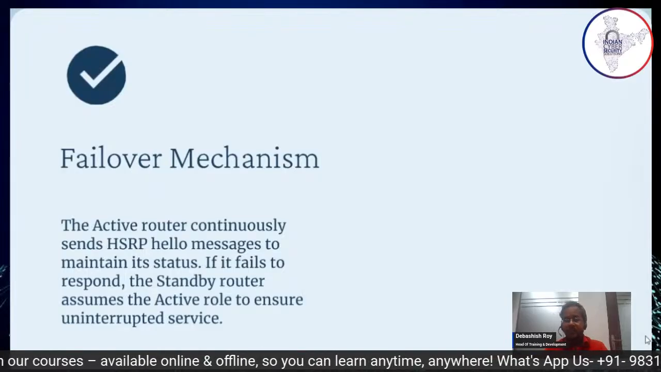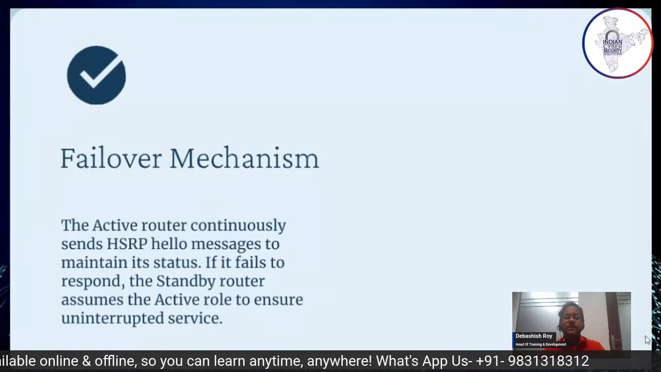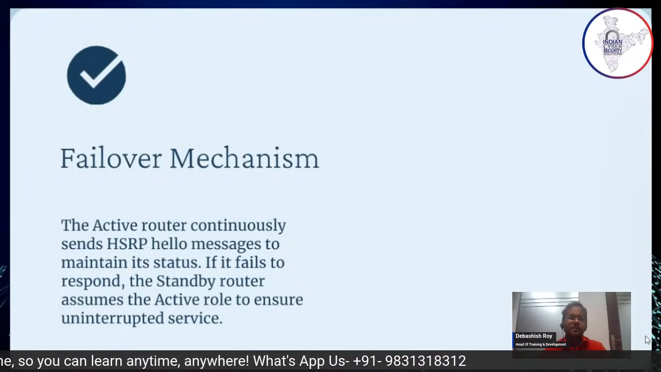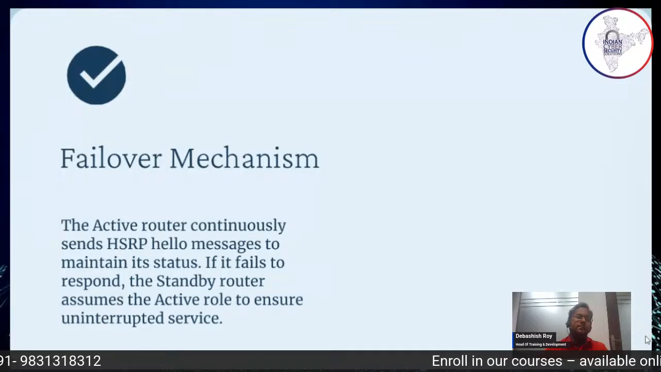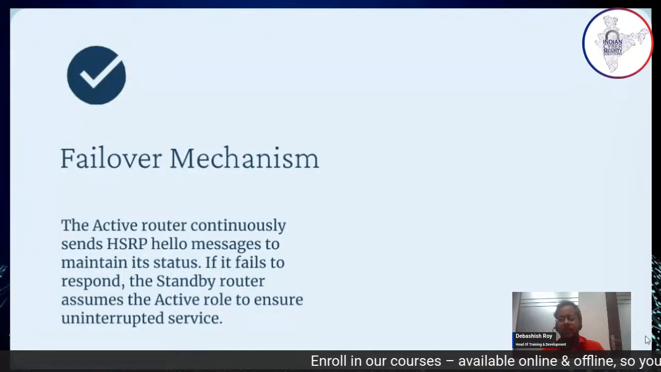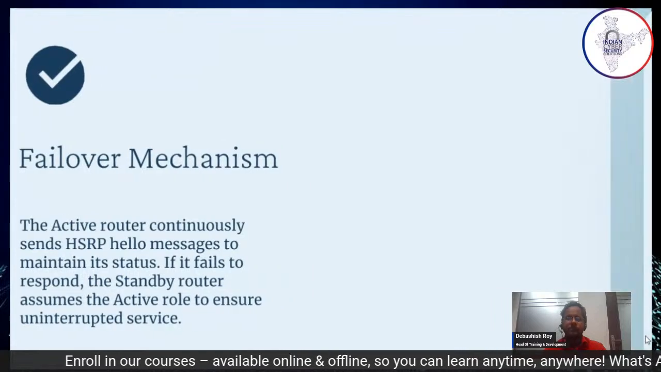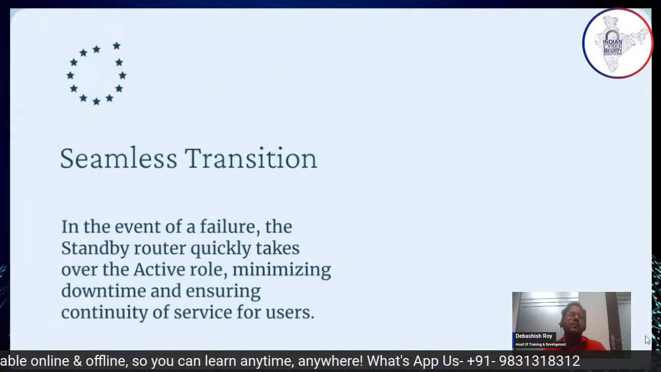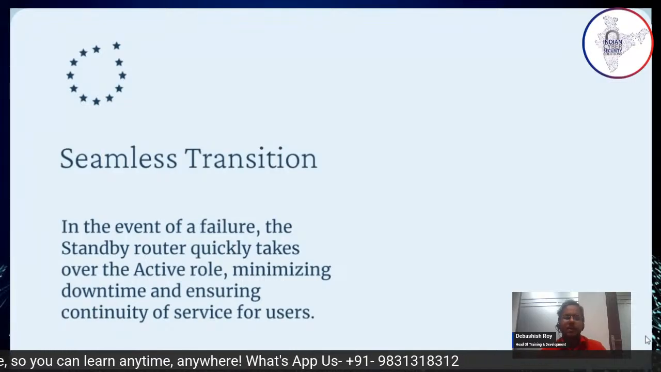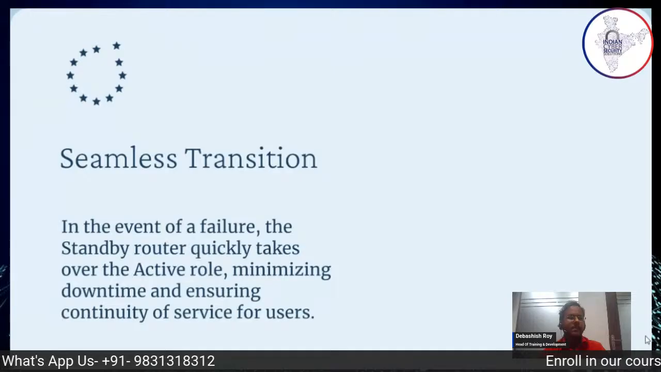Now, failover mechanism. The active router continuously sends HSRP hello messages to maintain its status. So if I'm the active router, I will send hello messages to every other router. If it fails to respond, then the standby router assumes the active role to ensure uninterrupted services. Then seamless transition. In the event of a failure, the standby router quickly takes over the active role, minimizes downtime and ensures continuity of service. So it is an automatic failover.